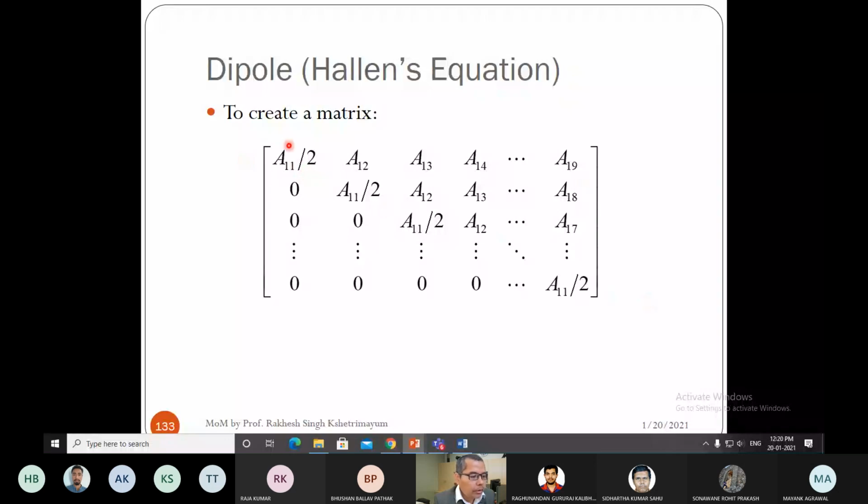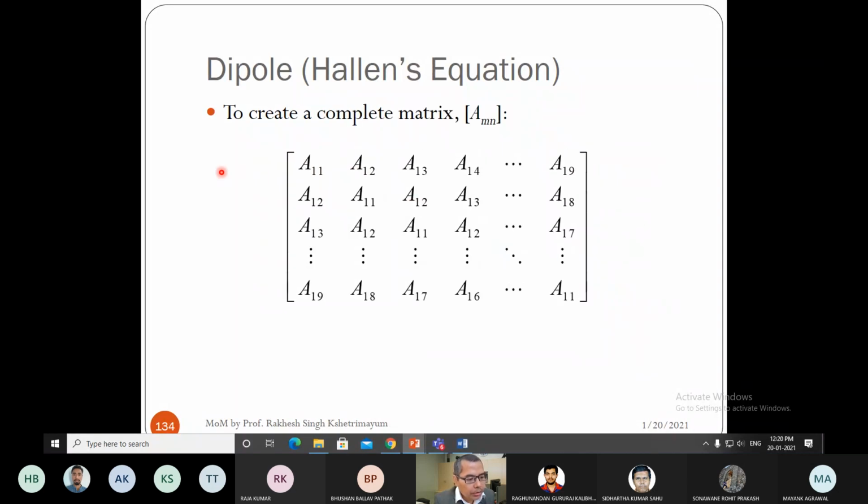So you don't have to fill up all the matrix. You just find out the first row of the matrix. You just fill up the upper triangular matrix, take the transpose of it, then sum it with itself. You get the Z matrix. So that's a very simple way of doing it because it will save your computational time.